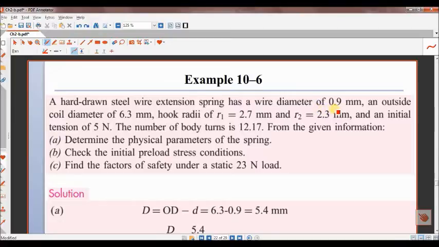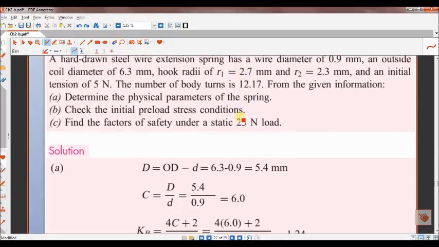In this example we have an extension spring made from a hard drawn steel wire. The wire diameter is 0.9 mm, the outside coil diameter is 6.3 mm, the hook radius is 2.7 mm, and the radius of connection of hook to the body is 2.3 mm. The initial tension is 5 Newton. The number of body coils is 12.17. Using this given information, we first have to determine the physical parameters of the spring.